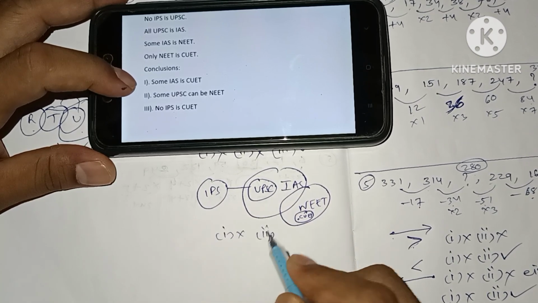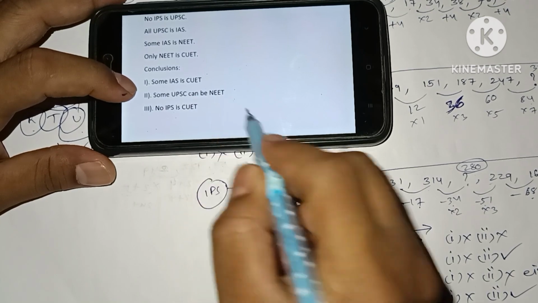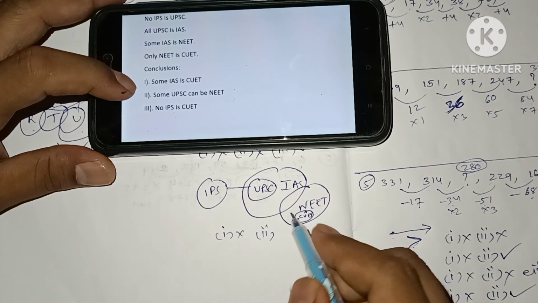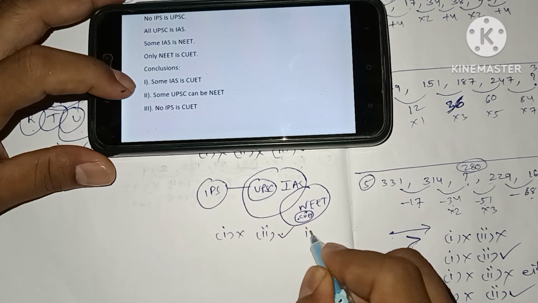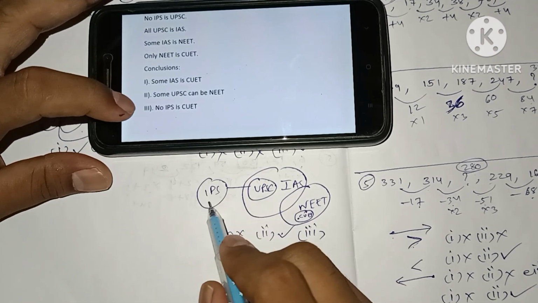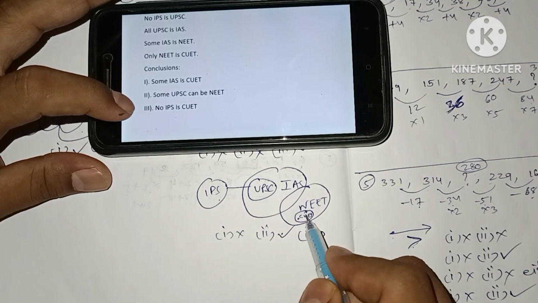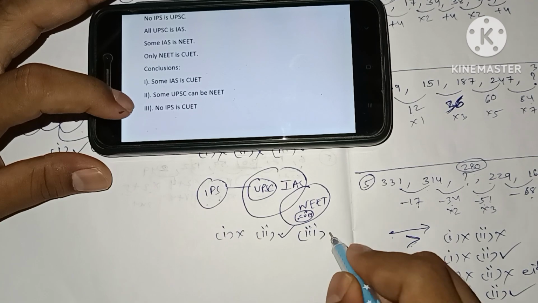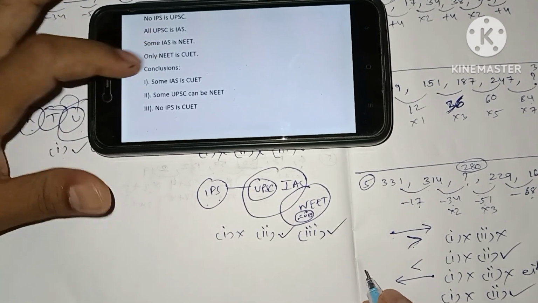Second conclusion. Some UPSC can be NEET. Some part of UPSC can be NEET. Yes. So second conclusion is true. Third conclusion. No IPS is cute. We check some IPS can be cute. No. Some case fails means no IPS case is true. Let's see fourth question.